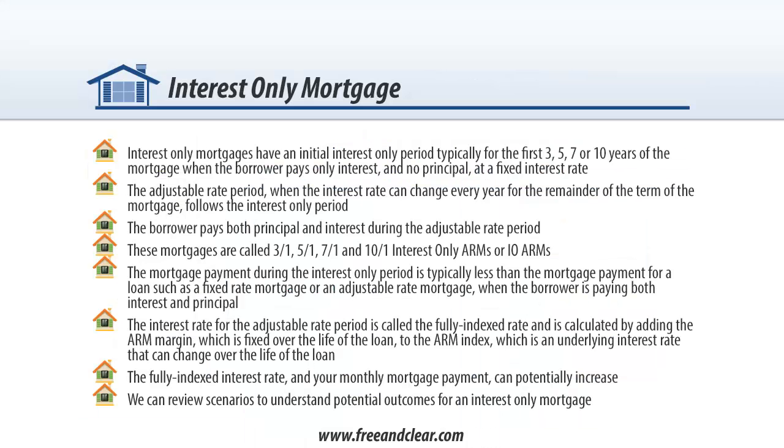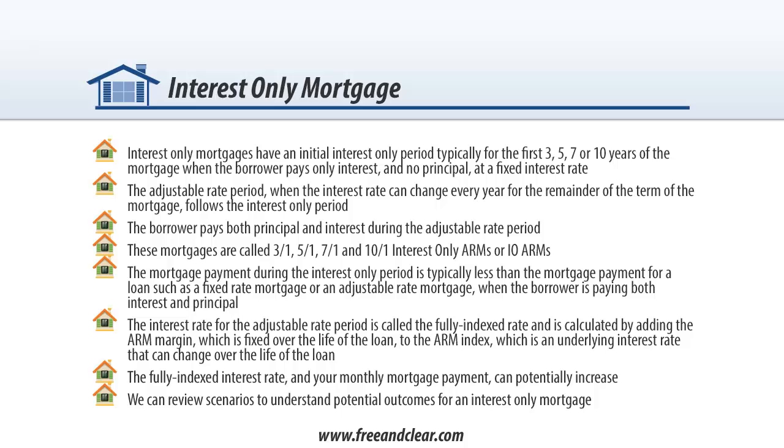Interest-only mortgages have an initial interest-only period, typically for the first 3, 5, 7, or 10 years of the mortgage, when the borrower pays only interest and no principal at a fixed interest rate. Following the interest-only period, the mortgage converts into an annual adjustable rate mortgage when the interest rate can change every year for the remainder of the term of the mortgage. This is known as the adjustable rate period. These mortgages are called 3-1, 5-1, 7-1, and 10-1 interest-only ARMs, or IO ARMs for short.